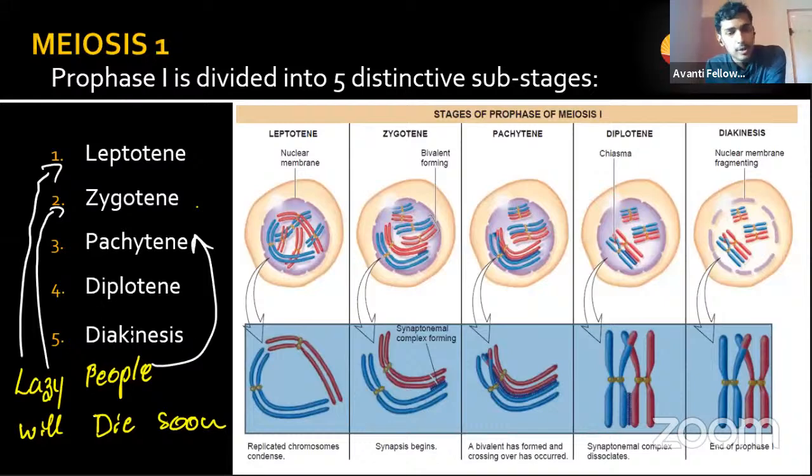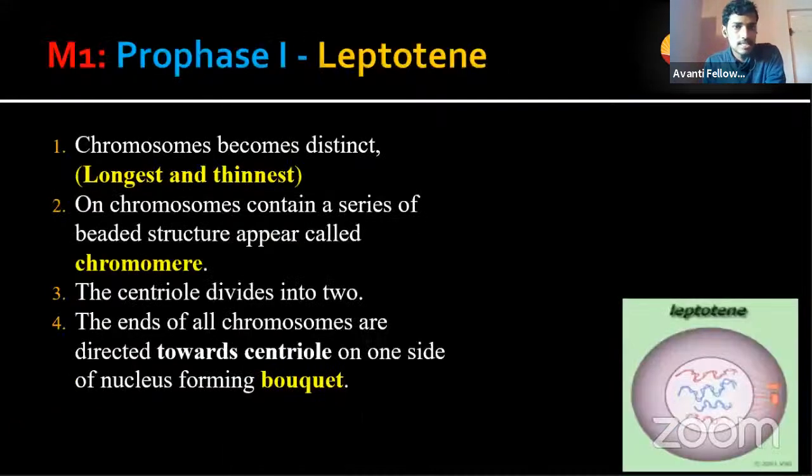That means di. Diplotene you can remember in between. Okay, so lazy people will die soon. So that's why don't be lazy. So you can remember in that way if you're having trouble understanding or remembering this particular one. Okay, so we will go in detail about each of these phases.